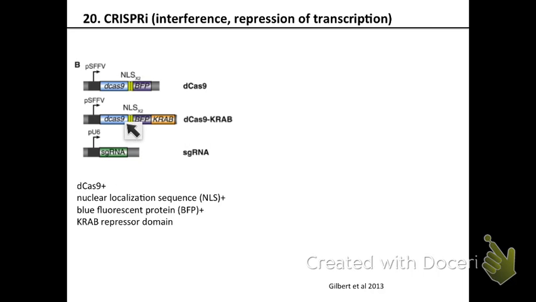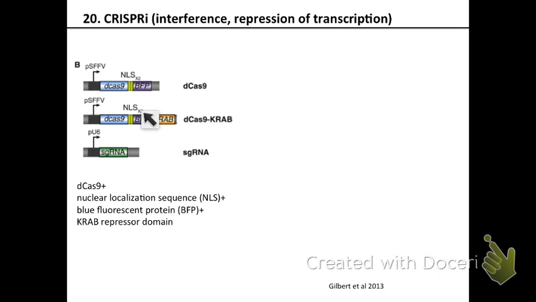Then they created another construct that's going to encode the dCas9 protein. They are putting in a nuclear localization signal. This nuclear localization signal is a short stretch of amino acids that makes sure that once the protein is translated in the cytoplasm, it is transported into the nucleus. Not every protein in the cell is nuclear. Histones are nuclear, RNA Pol II is nuclear, but other proteins that are strictly cytoplasmic do not contain this nuclear localization signal.